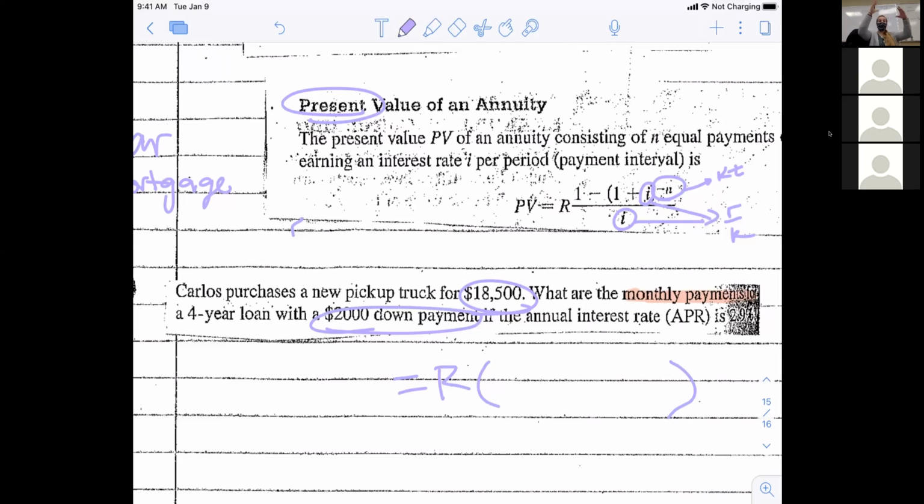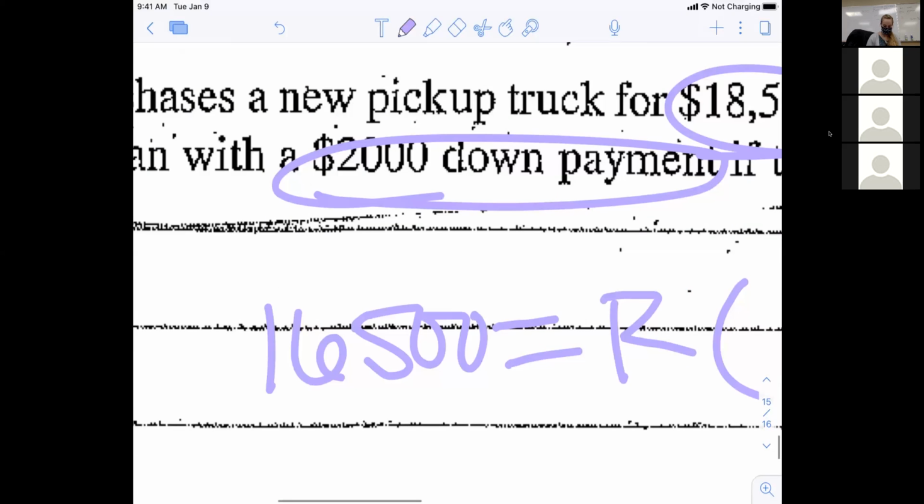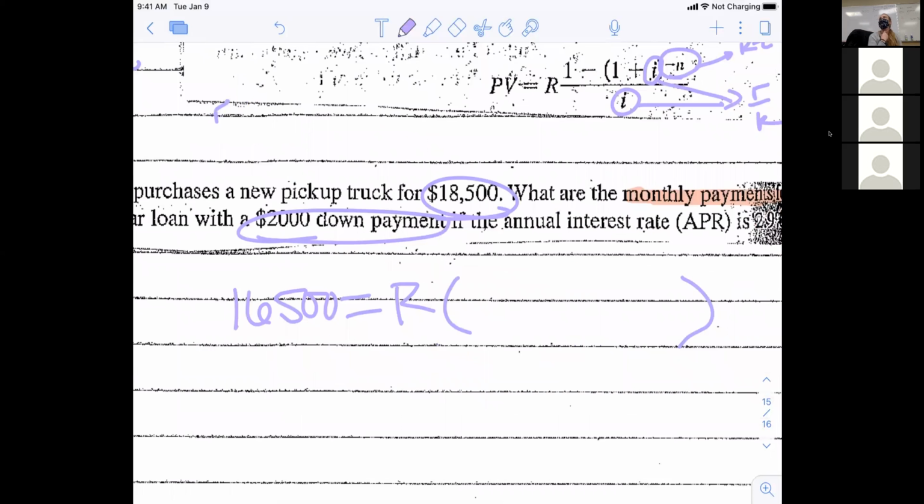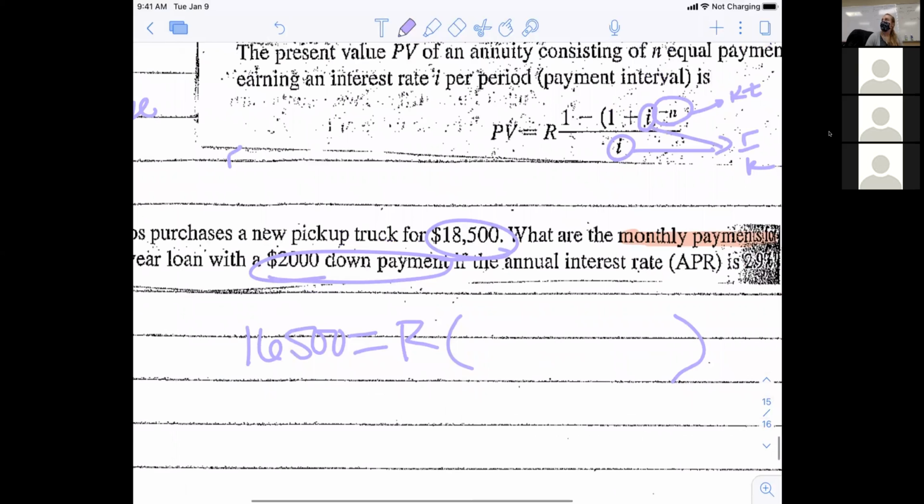Good. We take what we had. We get to take off those $2,000. The present value is $16,500. He already paid his $2,000. He doesn't need to do that again. We've got a big set of parentheses. I've got a big fraction bar.